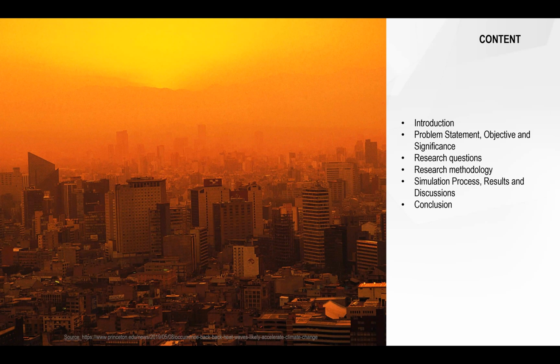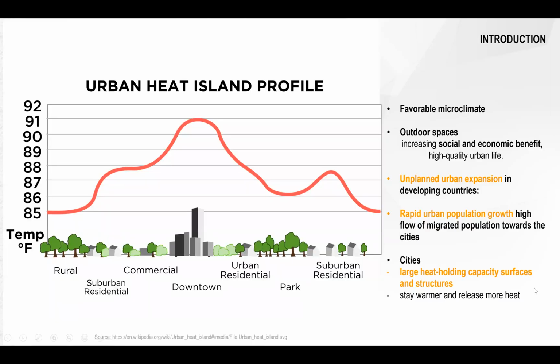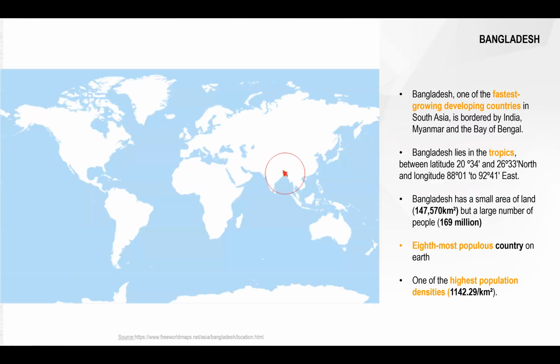result discussion, and conclusion. So we know favorable microclimate is highly needed for a city, but for the case of unplanned urban expansion in the developing country, we see large heat holding surfaces in the city, and it raises the temperature in the built up area. So in the graph, we can see the temperature is much higher in the downtown, in the built up area, than the suburb and our other rural areas.